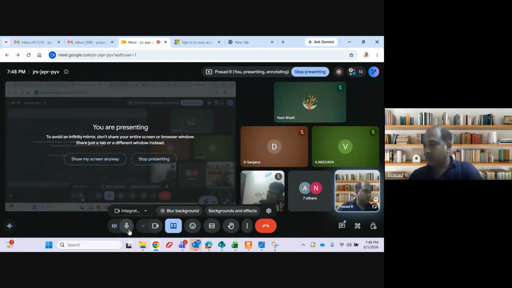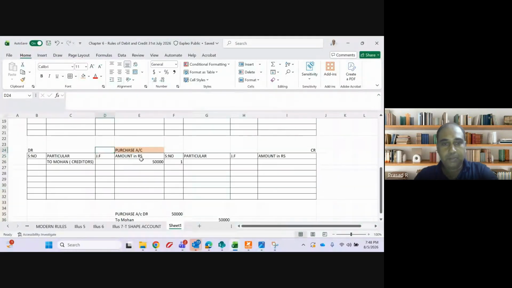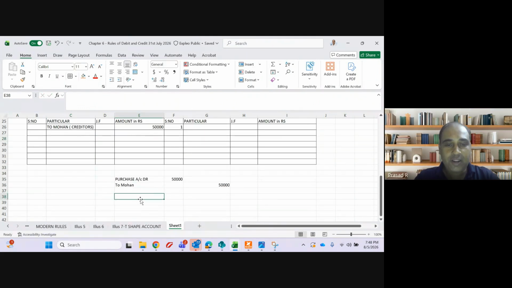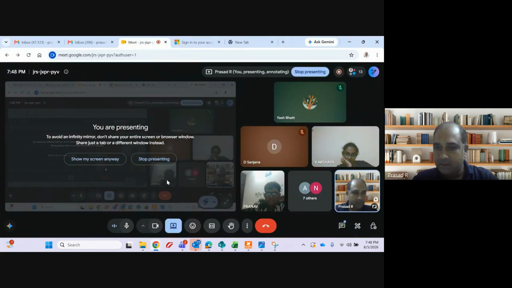Okay. So what I was discussing: in purchase account, can I put two purchase? No, sir. Not possible. Purchase account debit to purchase, we cannot have such an entry. Similarly, Mohan account debit to Mohan, there cannot be an entry like that. Clear? Yes, sir.